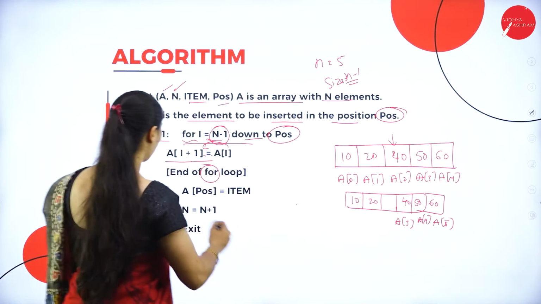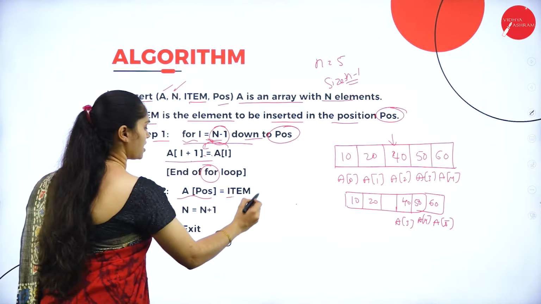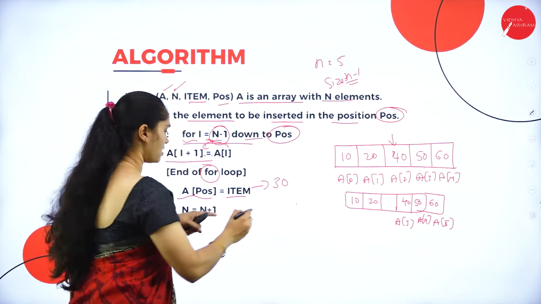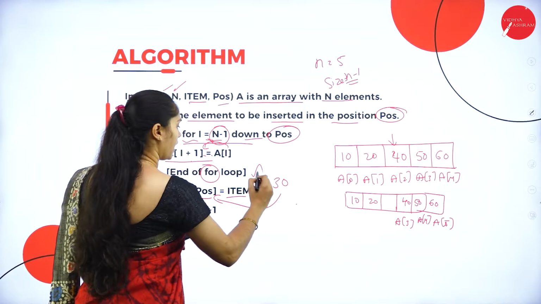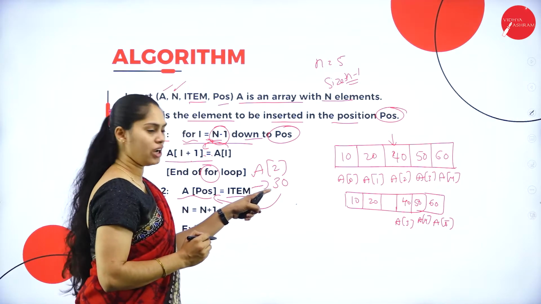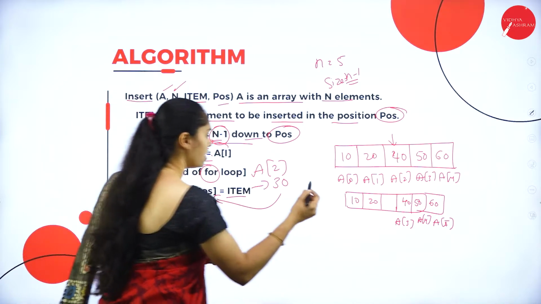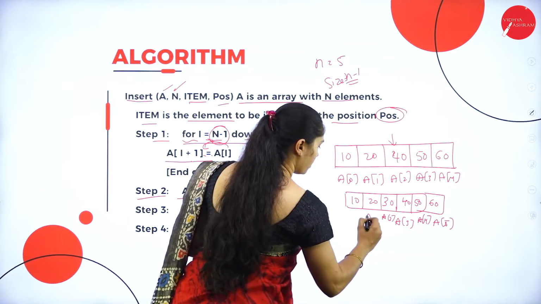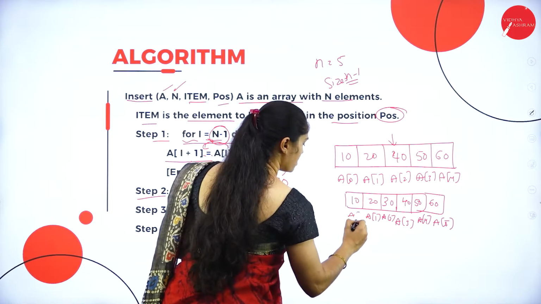So now I have to come to step 2: A of position is equal to item. Item is the value, that is 30, that I wanted to insert into the position called A of 2. So in position 2 we have to add an element called 30. That is blank now, so that value will be filled in A of 2. This will be A of 1, A of 0.